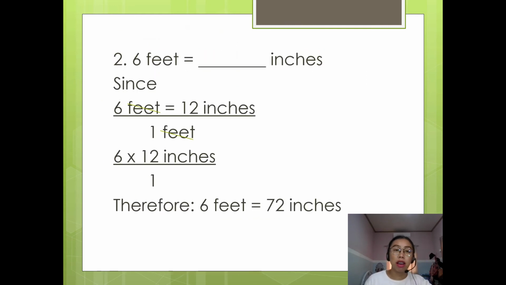Okay, next, we have 6 feet is equivalent to how many inches? Since 1 foot is equal to 12 inches, let us cancel both the feet and apply the cross multiplication. 6 times 12 inches divided by 1. Therefore, 6 feet is equivalent to 72 inches.